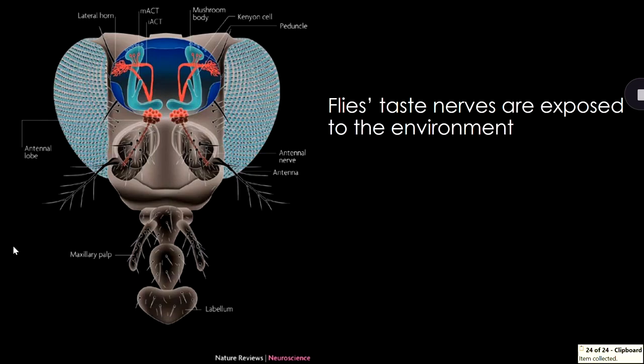Okay, what is special about the fruit flies is they have taste nerves that are exposed to the environment. So this is their mouth. You can see all these small spikes here. They have nerves exposed down here, so the light will very easily hit their nerves. We don't have to penetrate deep into their mouth to reach their taste nerves.